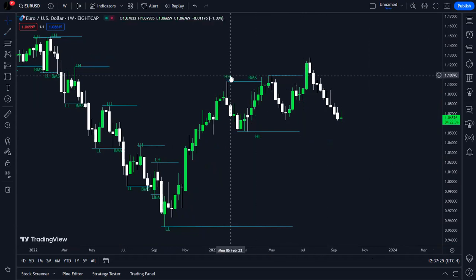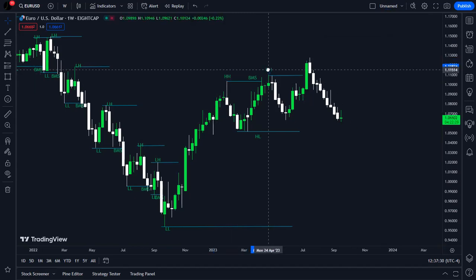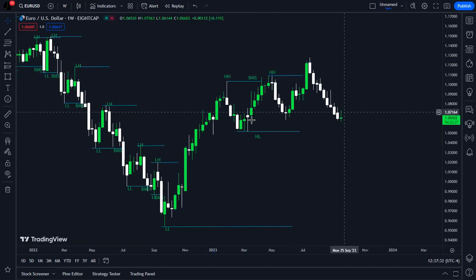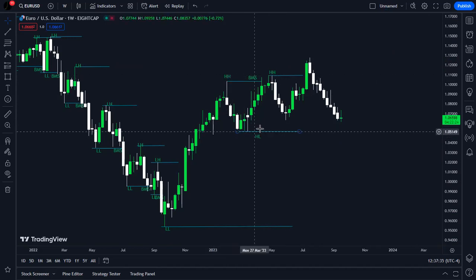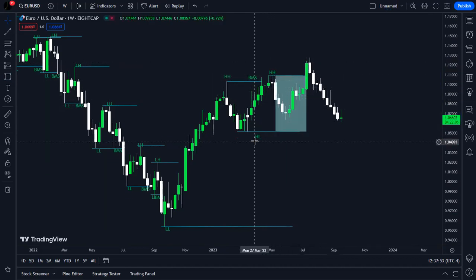This is some high. Okay, so this is the current dealing range. The current dealing range is between this high low and this high, right there. So we get a retracement within this dealing range, between this high low and this high. We get a retracement.